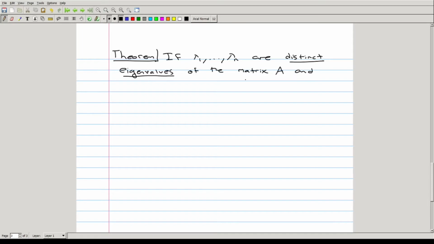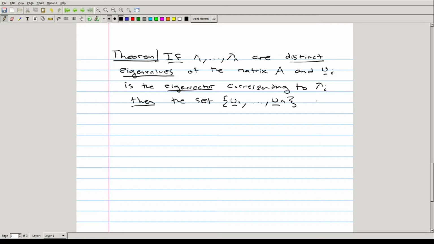and ui is the eigenvector corresponding to lambda i, then the set of vectors u1 to un is linearly independent.